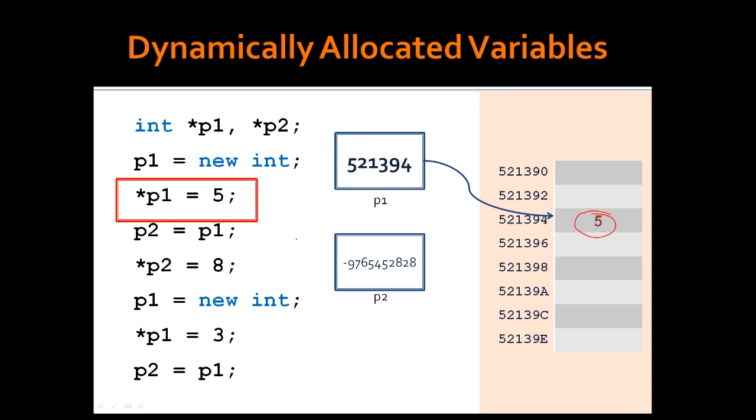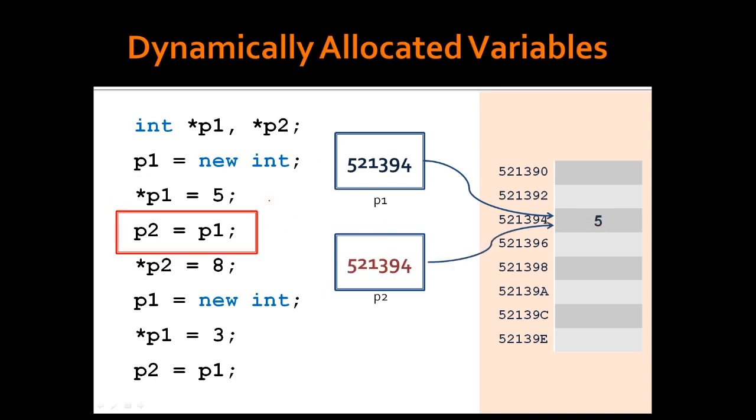Now, for this next line, we're taking the value that's in p1, which is 521394, and just like we did with integers, we're copying that into the variable p2. That's why you see that it also has a copy of the same value that was in p1. Next, when we do a dereference and say store the value 8 at the address in p2, that's why we change this value over here to be 8.